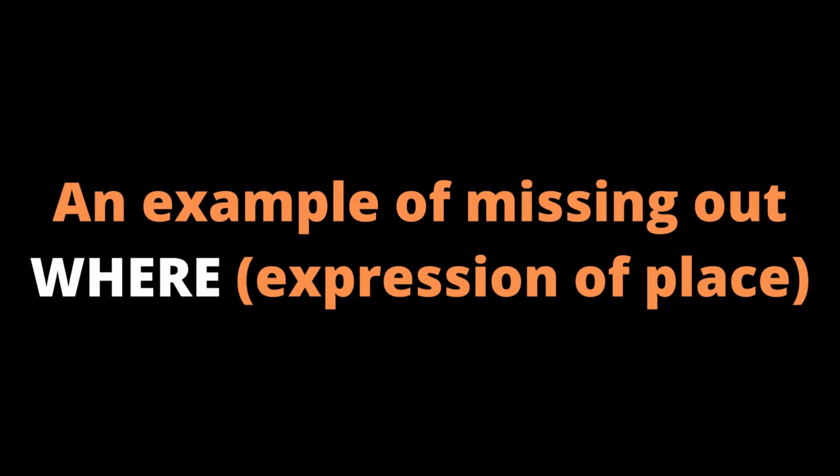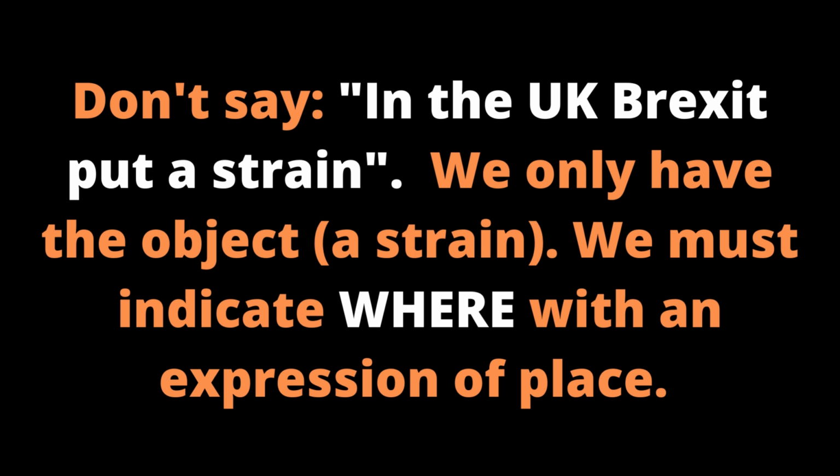All right, and let's just illustrate the problem when students miss out the where. So for example, do not say a sentence like this. In the UK, Brexit put a strain. So we've got the strain, that is the object, but we do not have the where. So we must indicate an expression of place.